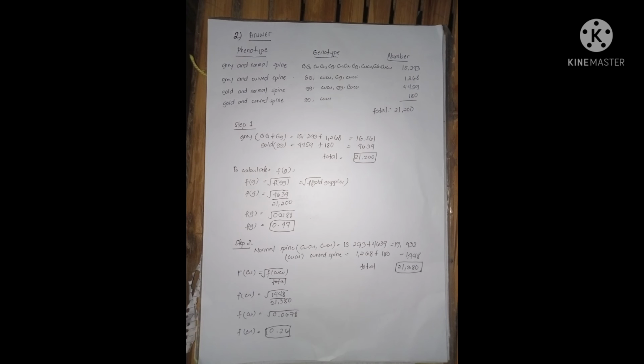Step 2 is normal spine. Frequency equals F over total. Frequency equals 1,448 over 21,380. Frequency equals 0.0678. Frequency equals 0.26. 0.26 is the total computation for step number 2.